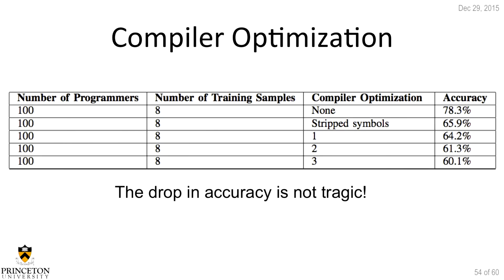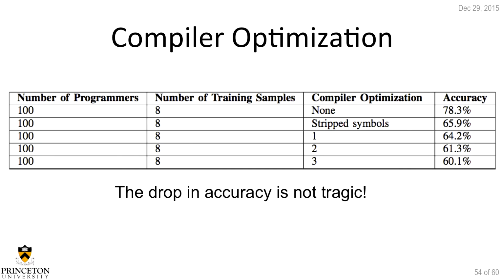So for that, for the first time in the literature, we wanted to try compiler optimization and stripping the symbols. We saw that with 100 programmers, without any optimizations, simply compiling code, we can de-anonymize 100 programmers with 78% accuracy. But after compilation, once we strip the symbols from the binaries, we get 66% accuracy.